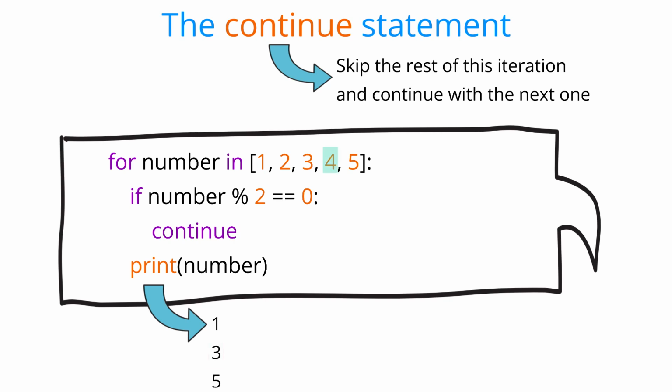4 is an even number, which means the continue statement will be reached and executed. Nothing after the continue statement will be reached for that iteration. Instead, we jump straight to the next number in the list, which is 5. Since that's an odd number, the continue statement won't be reached, and so we'll jump straight to the print statement.